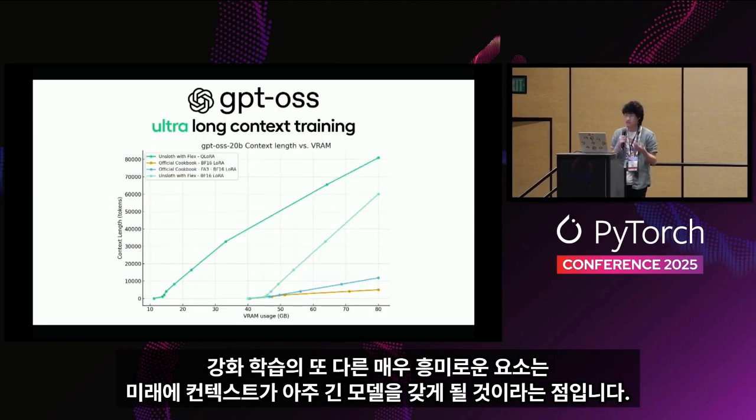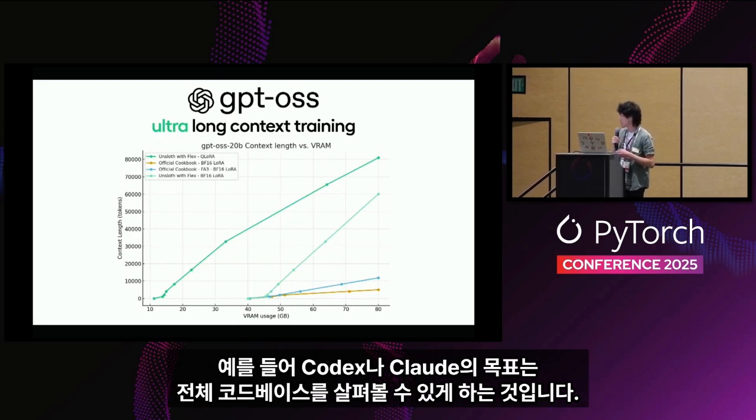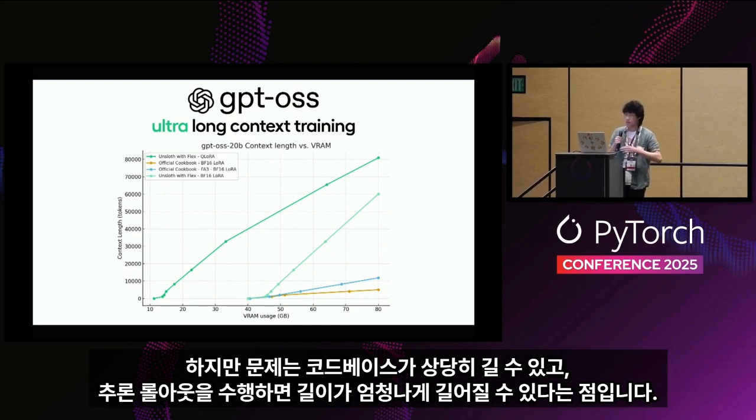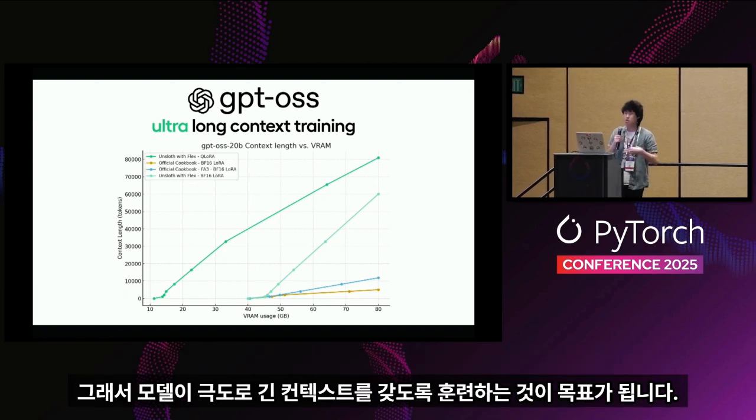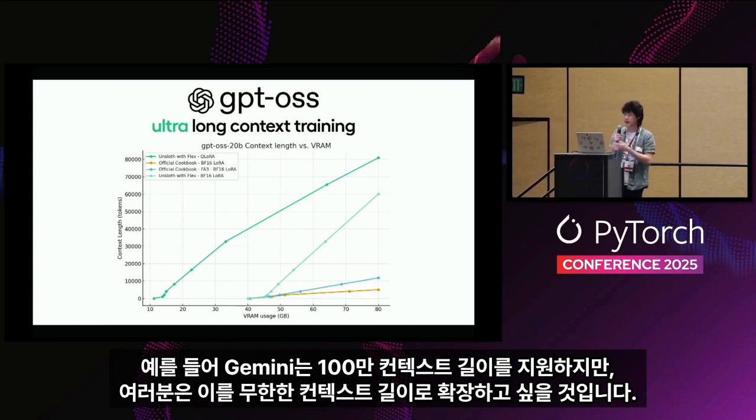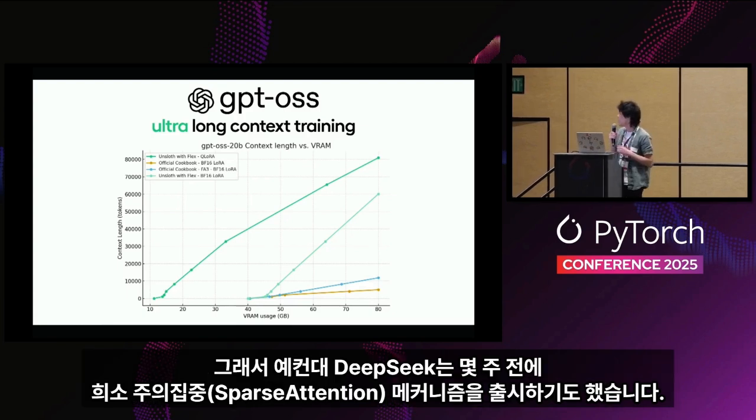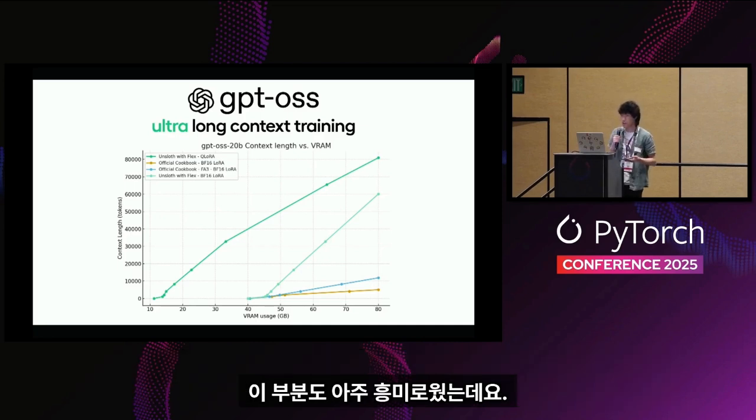Another very interesting factor for reinforcement learning is that in the future, you will have very long context models. The goal of, for example, Codex and Claude is that you can essentially look through your entire code base. But the problem is your code base can be quite long, and if you do reasoning rollouts, it can get very, very long. So you need to train your model to have extremely long context. Most models, for example Gemini, have 1 million context length, but you want to extend this to infinite context length. For example, DeepSeek released sparse attention a few weeks ago. This was also very interesting.